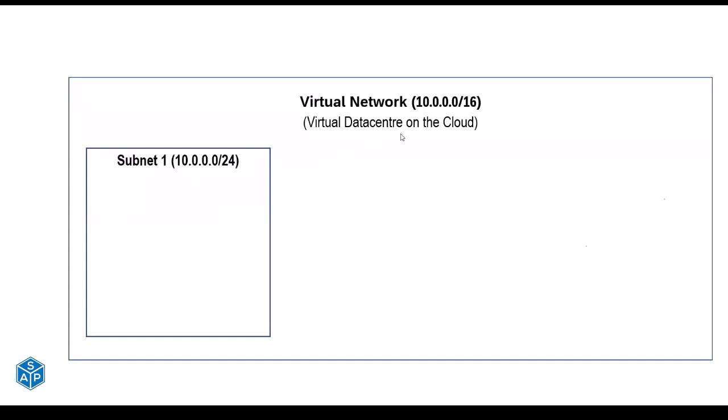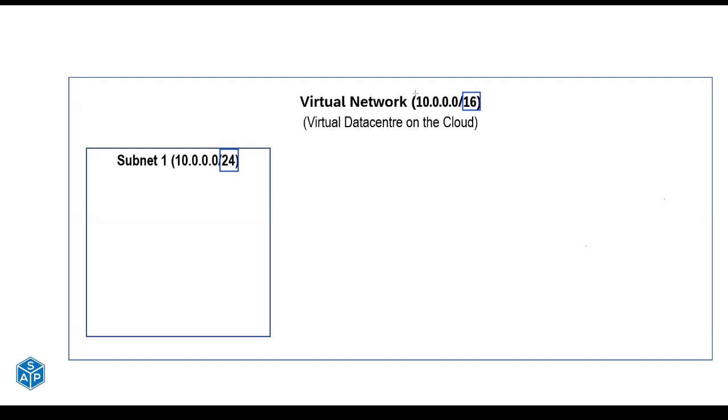Now, if you see the difference in the IP range, the address of the virtual network is 10.0.0.0/16. But if you see the address of your subnet number 1, it is 10.0.0.0/24. See, there is a change in your subnet mask. The subnet mask of your subnet has changed to 24, whereas for your virtual network it is 16.